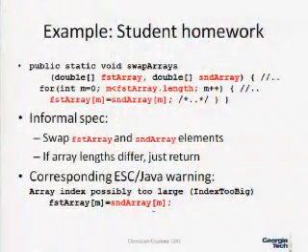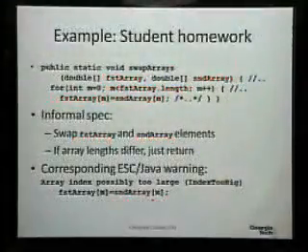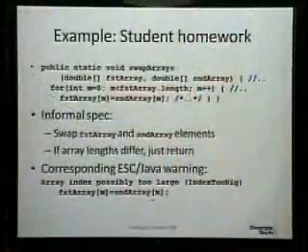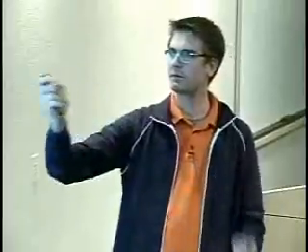So now I think I have an example. Here we have this method swap arrays. This was some student homework, and the homework was that you should swap the elements of the two arrays, first and second array, and when those two arrays have different lengths, then you shouldn't do anything. But the student ignored the last part of not doing anything and just blindly swaps those elements.